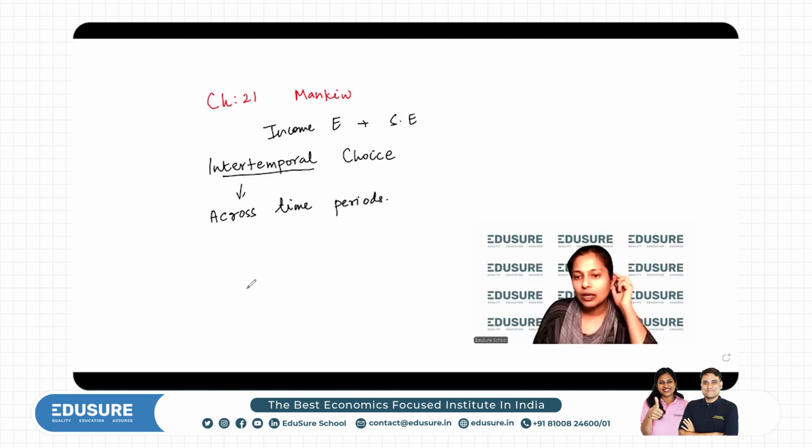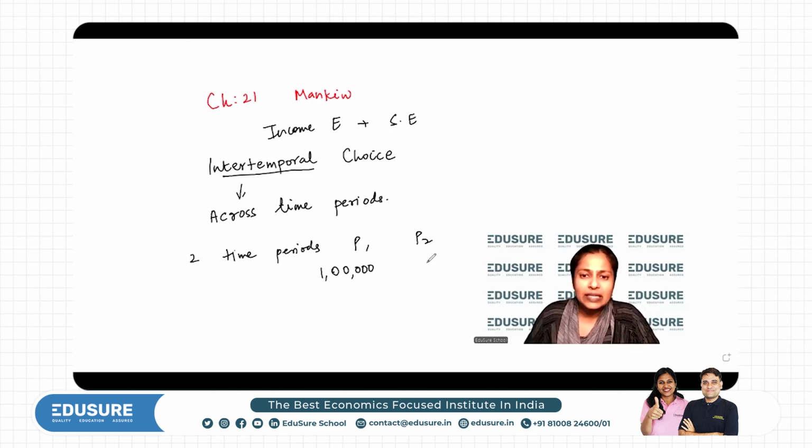So if you look at it broadly, let's say a consumer is alive for two time periods. This is period one and this is period two. Now he earns income only in period one. Assume he earns 1 lakh rupees only in period one. He earns nothing in period two. So this is his income; we'll call this M1 and this is M2.